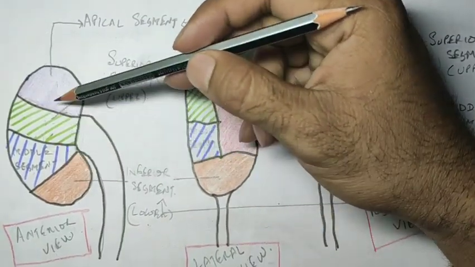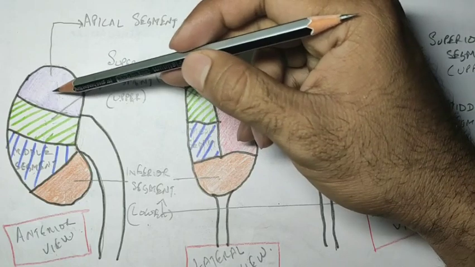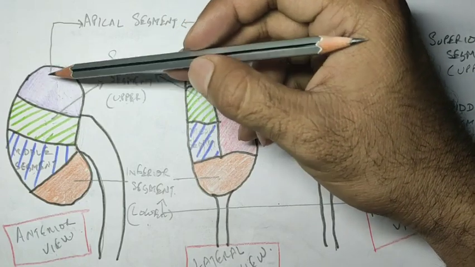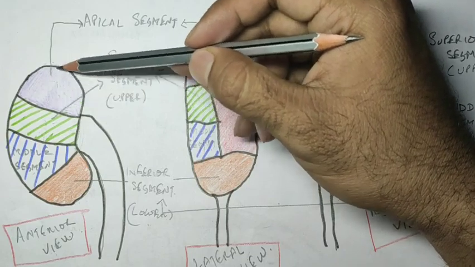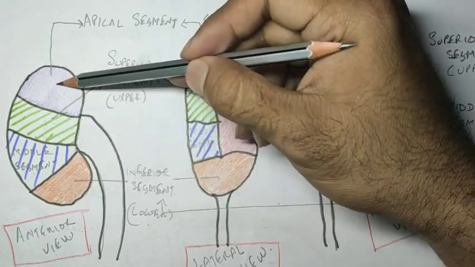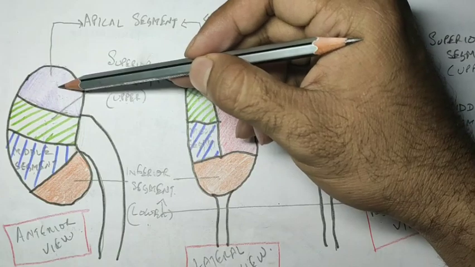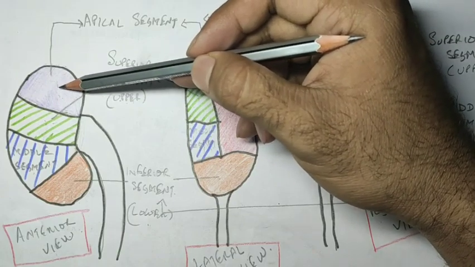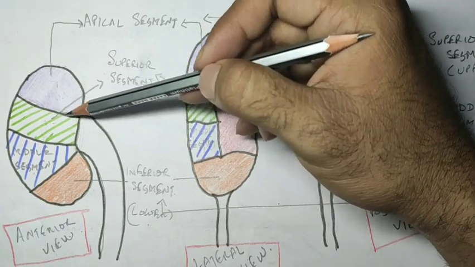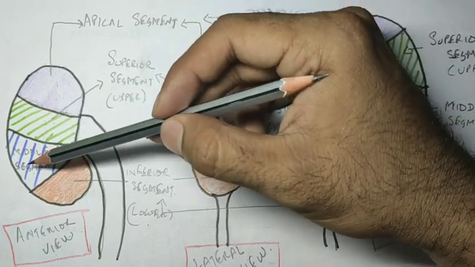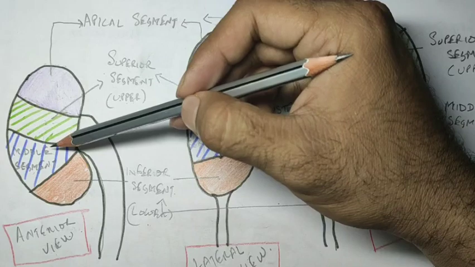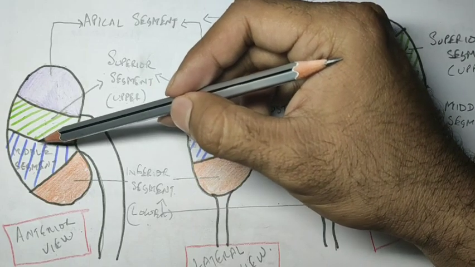So the apical part consists of the medial side and the anterior part of the superior pole. So this is the superior pole, and this is the anterior view. So this is the apical segment. The upper or the superior segment includes the remainder of the upper pole and the upper part of the anterior aspect. The middle one includes the lower part of the anterior aspect and lies between the upper and the lower segments.